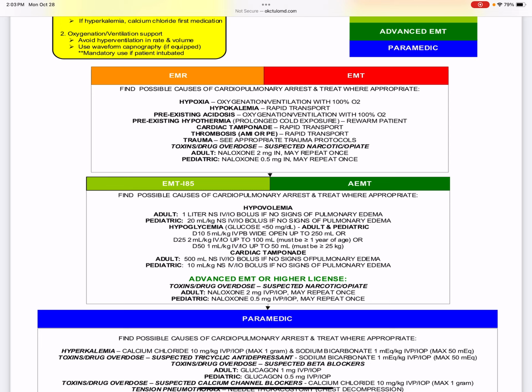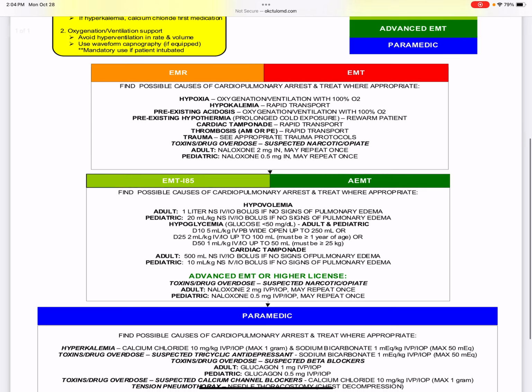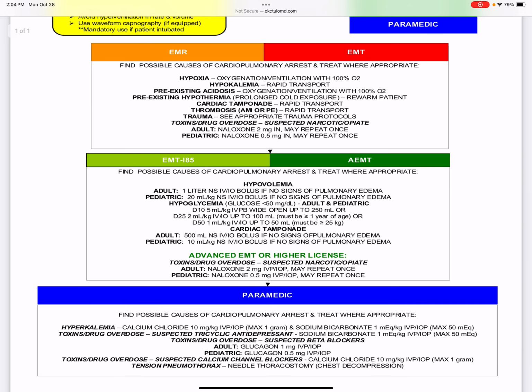Pre-existing hypothermia, prolonged cold exposure. We'll talk a little bit more about this in a later protocol, but just rewarming the patient. Cardiac tamponade, thrombosis, AMI or PE: rapid transport. Trauma, toxins, drug overdose. This is something where you can, as an EMT, give a medication, and it is going to be naloxone, which is also known as Narcan.